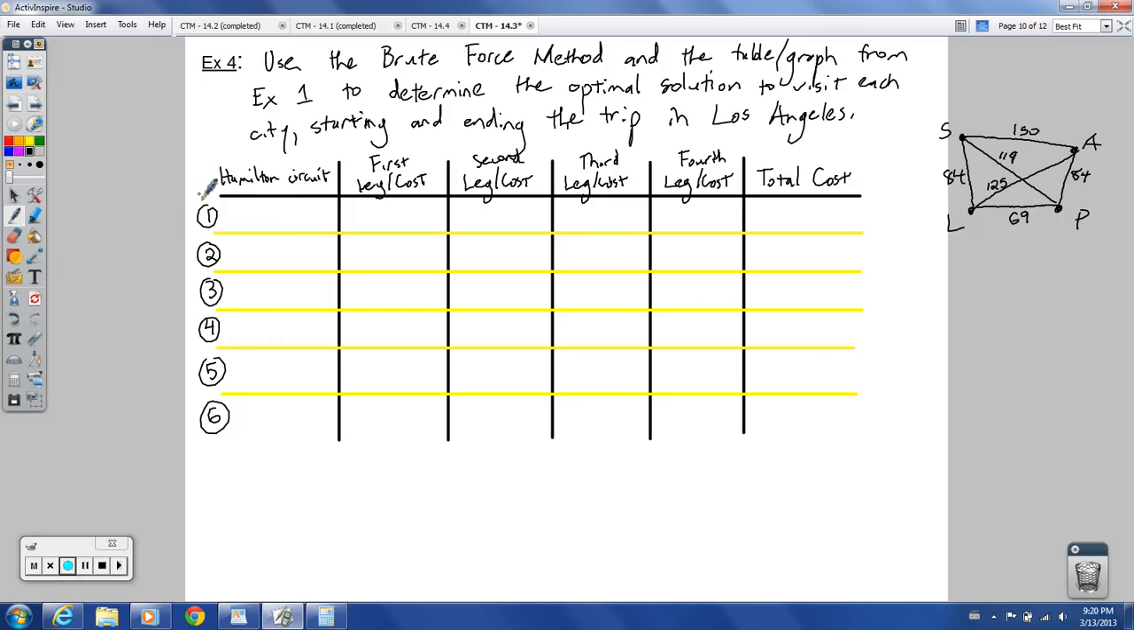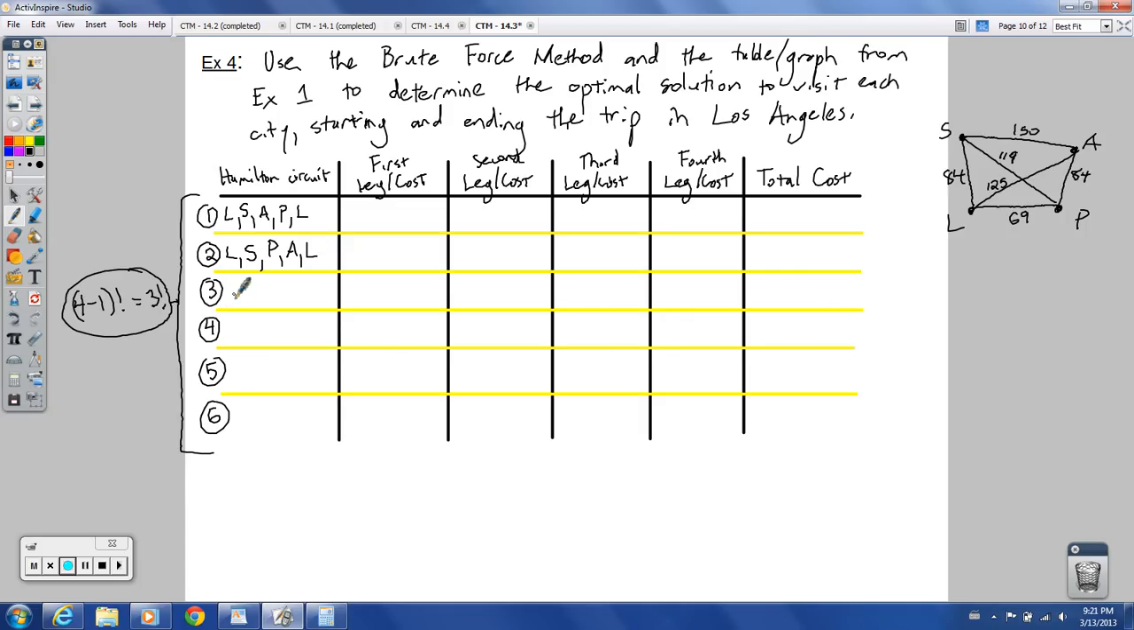And where that came from again was, why are there 6? It's just 4 minus 1 factorial, which equals 3 factorial. That's why there are 6 possibilities here. So let's list them all out. I could start at L and go to S, then go to A, then P, and back to L. So that's one possibility. Another possibility, I could start at L and go to S, and go to P next, and then to A. So San Francisco, Phoenix, Albuquerque, Los Angeles.